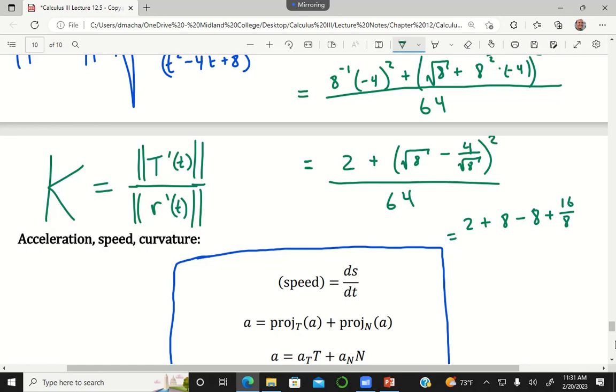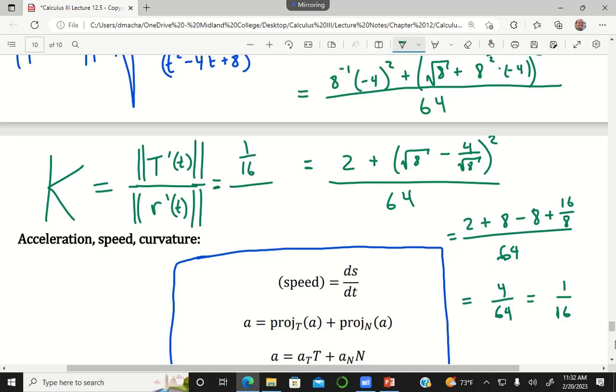So 8 squared is 8, minus 2 times 4 times square root 8 over square root 8 is minus 8. And then plus 4 squared over square root of 8 squared. Yeah, I think that's right. All over 64. And then that's 2 plus 2, that's 4 over 64, which is 1 over 16. So what we just found is that, going back to my curvature equation, this norm of T prime of t is 1/16.